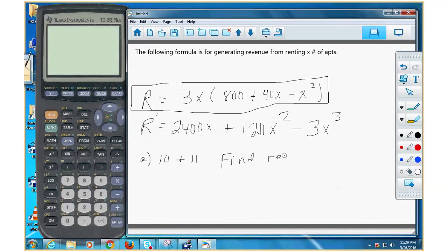Question, did I make a mistake? We just distributed. Yeah. Oh, I'm sorry. Okay, R prime is equal to 2,400 plus 240X minus 9X squared. Is that better? So they just want you to find the revenue and compare that revenue.